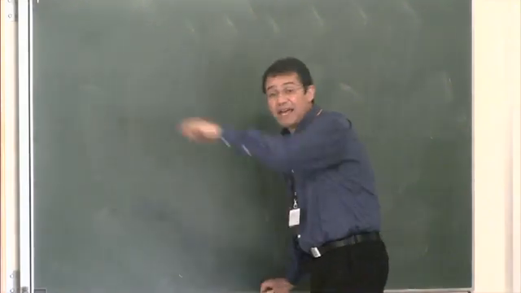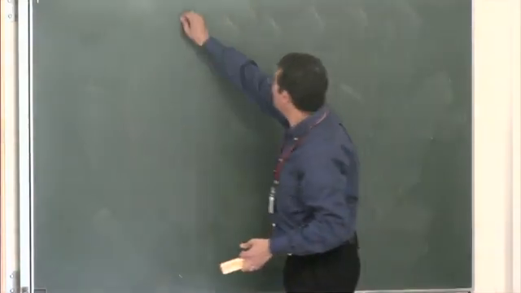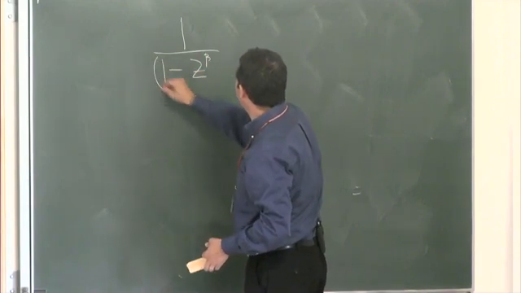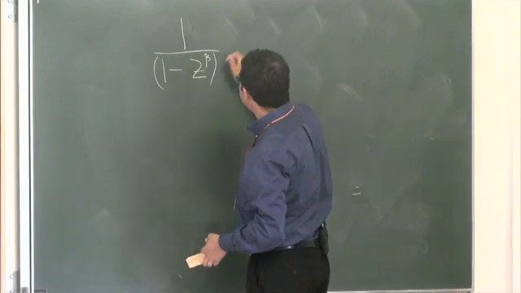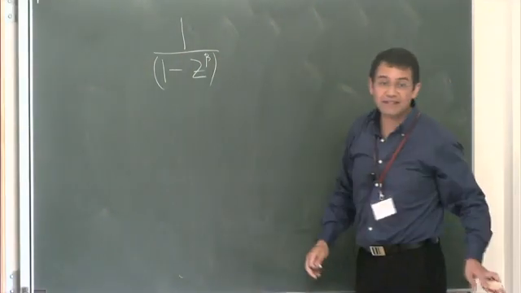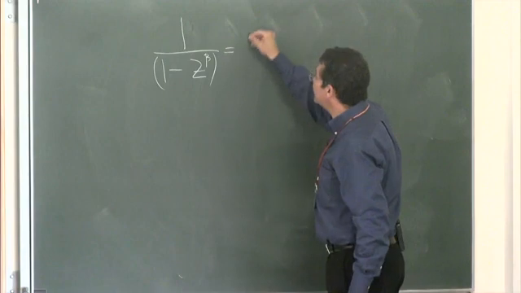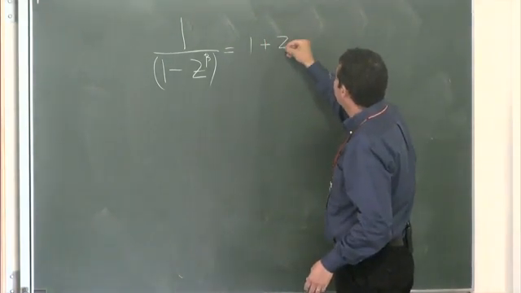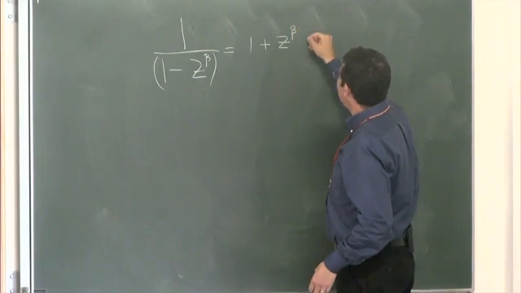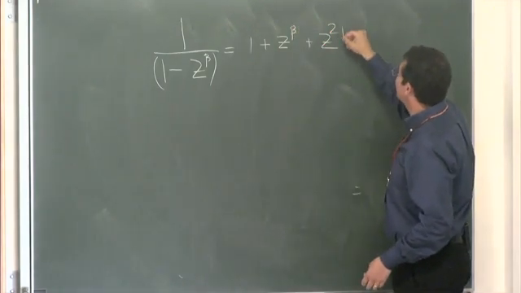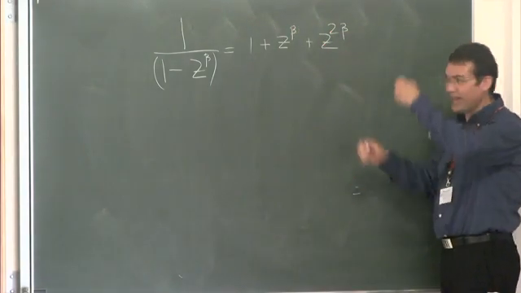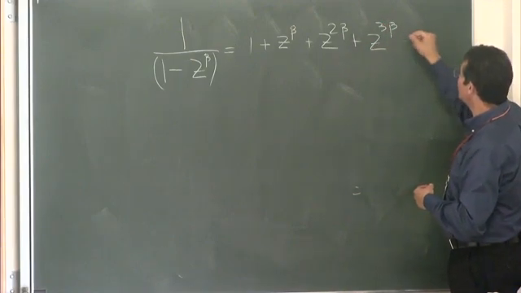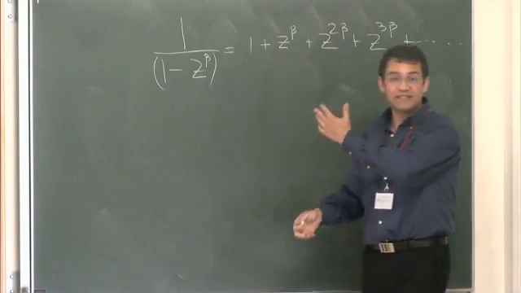Yeah, so the denominators are geometric series. So you have 1 over 1 minus z to the beta, and then you expand this thing out. What you're going to get, as you did in calculus, is 1, then z to the beta, then z to the 2 beta, then z to the 3 beta, and so on. So this is a typical geometric series, right?